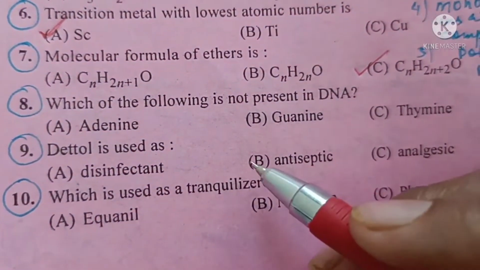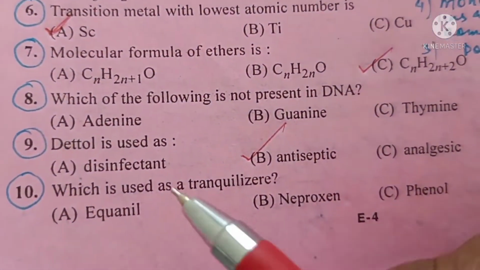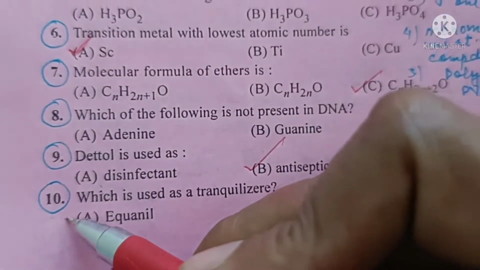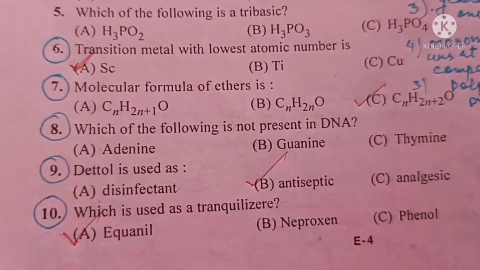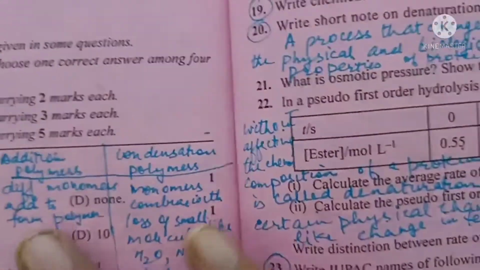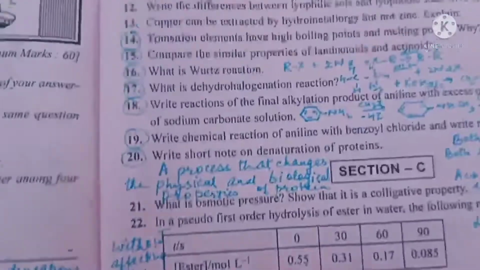Dettol is used as antiseptic. Which is used as tranquilizer? It's equanil. Aluminium crystallizes. This is from term 1.